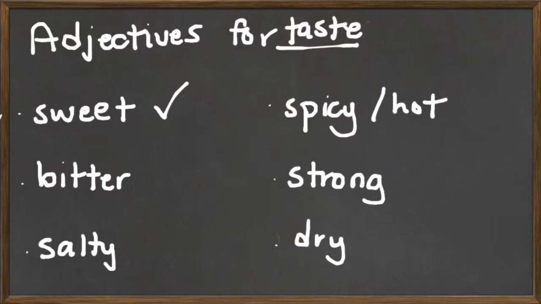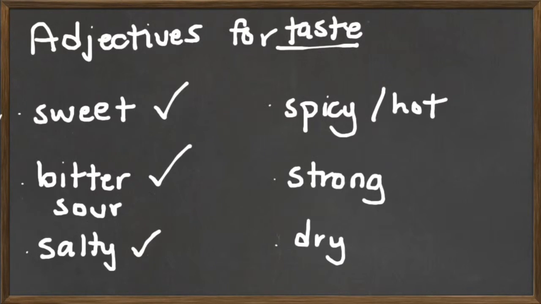Now, the next one would be bitter. Bitter. Bitter is the opposite of sweet. So examples are coffee with no sugar. What else can it be? There's some fruit that is bitter as well, or we can call it sour, which are very similar tastes, and so forth.